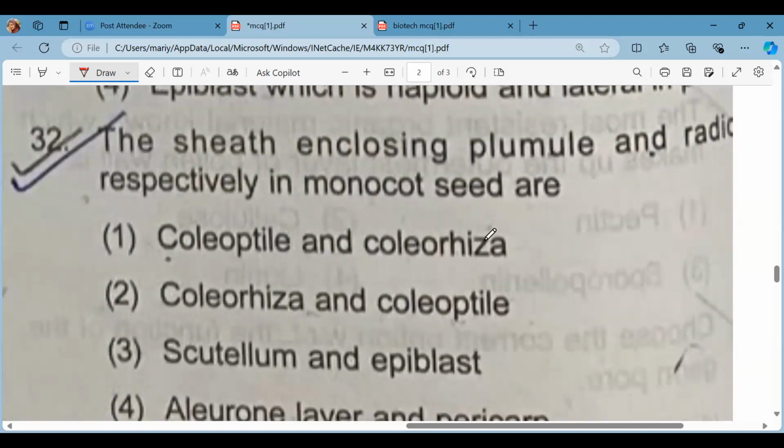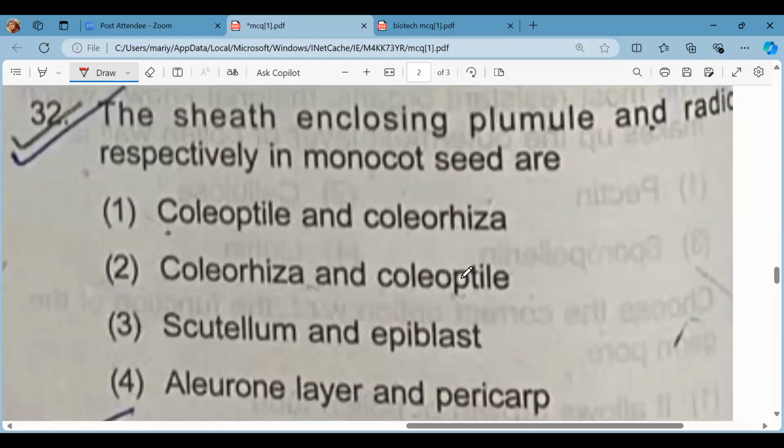Now the sheath enclosing the plumule and radicle. See, like I told you, R for radicle, R for roots, and R is there in coleorhiza, right? And plumule, P, is there, so P for coleoptile. Coleoptile is the sheath that protects the plumule, and coleorhiza protects the radicle. This is like a little trick that you can use, okay?